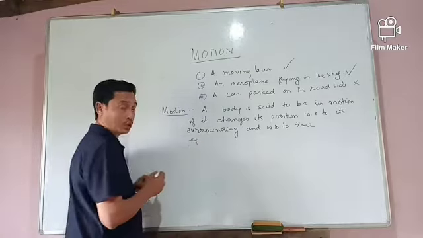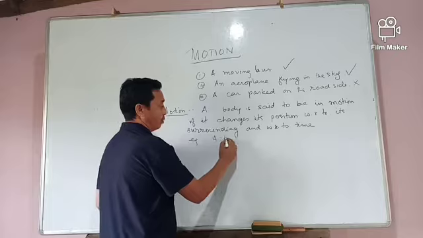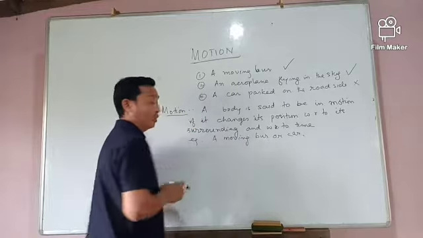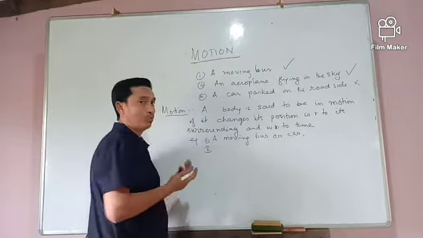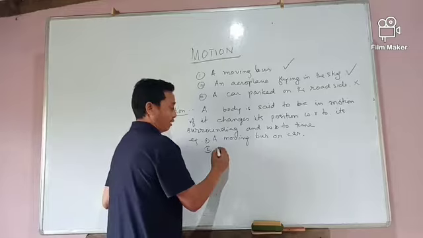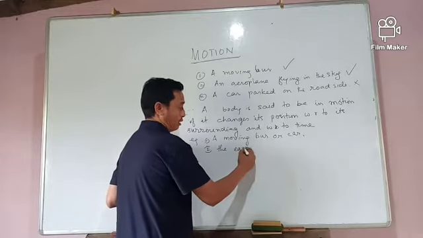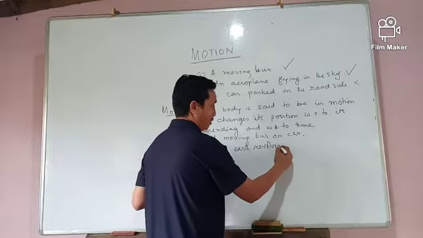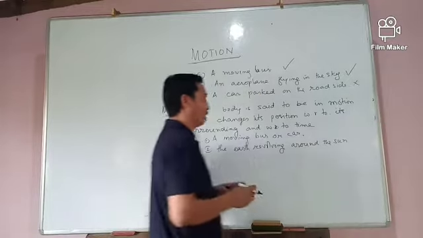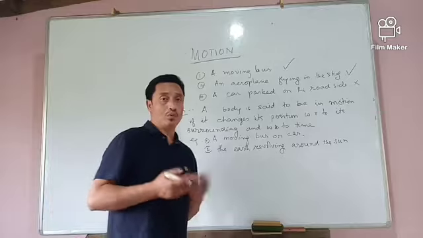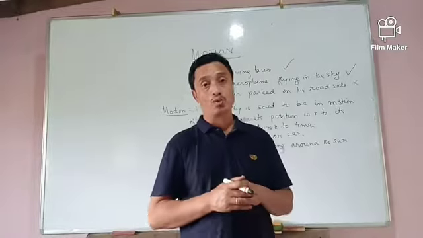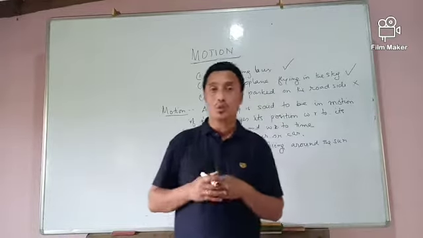Some examples of objects in motion: number 1, a moving bus or car. Number 2, a football or cricket ball during a match or play, or the earth revolving around the sun. Okay, a lot of things are considered objects in motion, it is not limited. That means bodies which are changing their position with respect to time and with respect to their surrounding are all considered to be in motion.